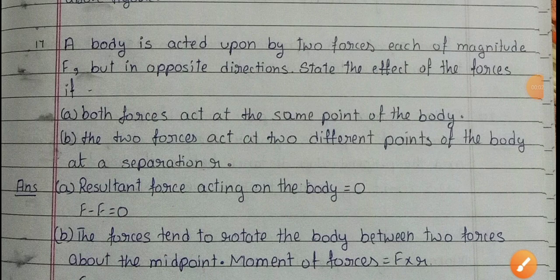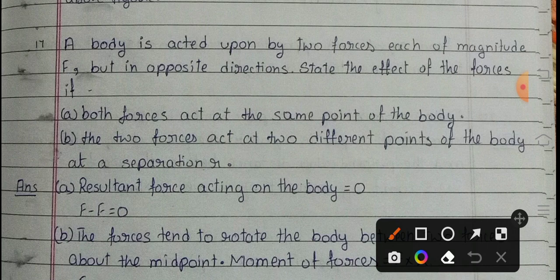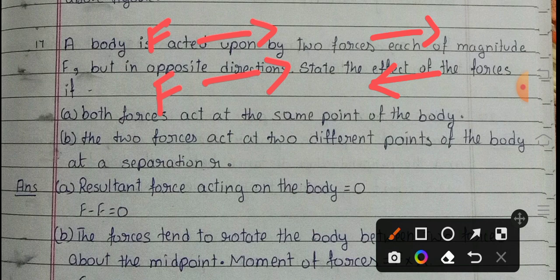17th question. A body is acted upon by two forces, each of magnitude F, but in opposite direction. State the effect of the forces if: So first understand the question. A body is acted upon by two forces, each of magnitude F, but in opposite directions. So both forces are in opposite directions. And then it says, state the effect of the forces if both forces act at the same point of the body. So what it means, I'll take one diagram.